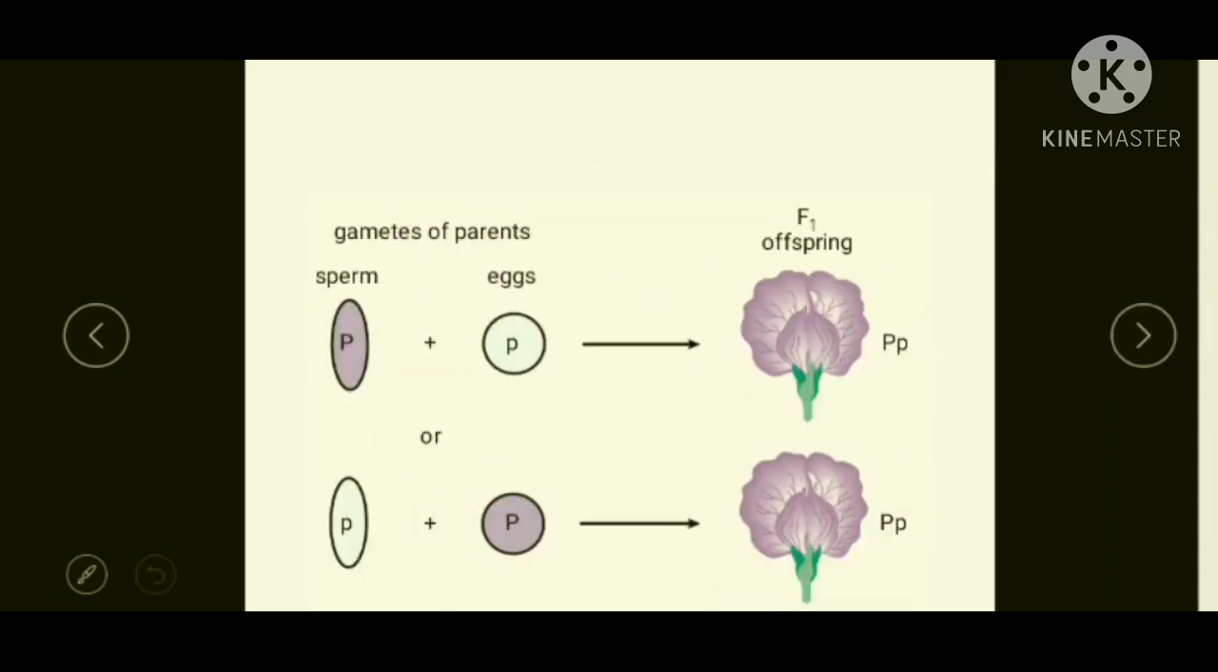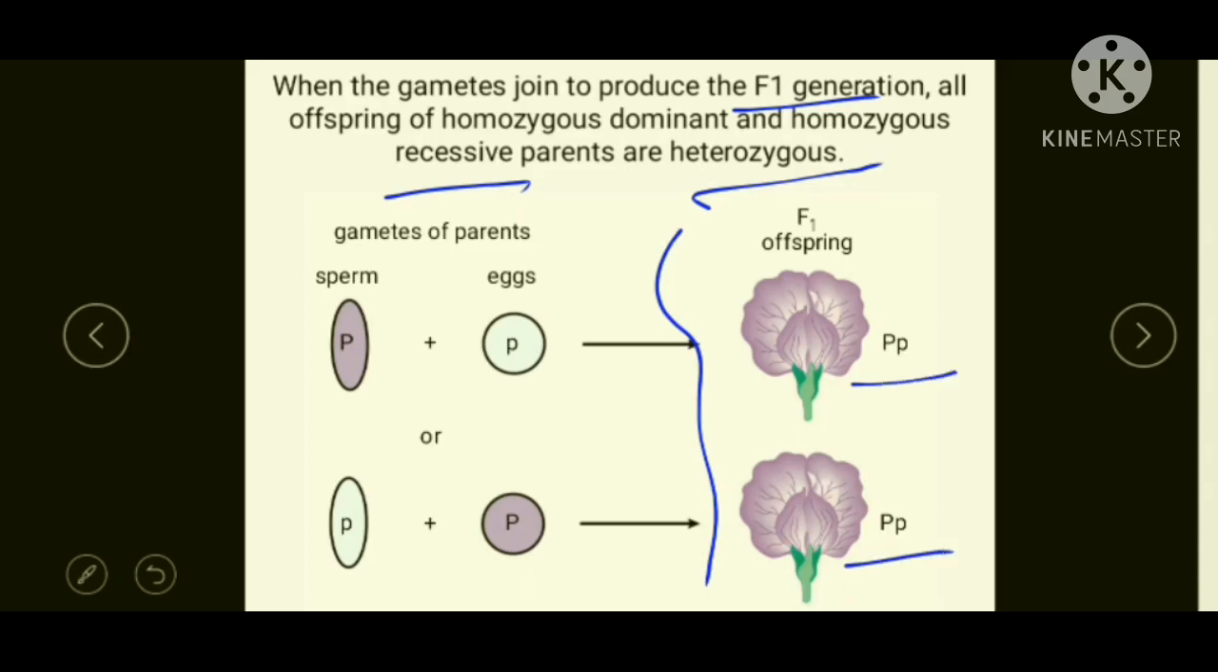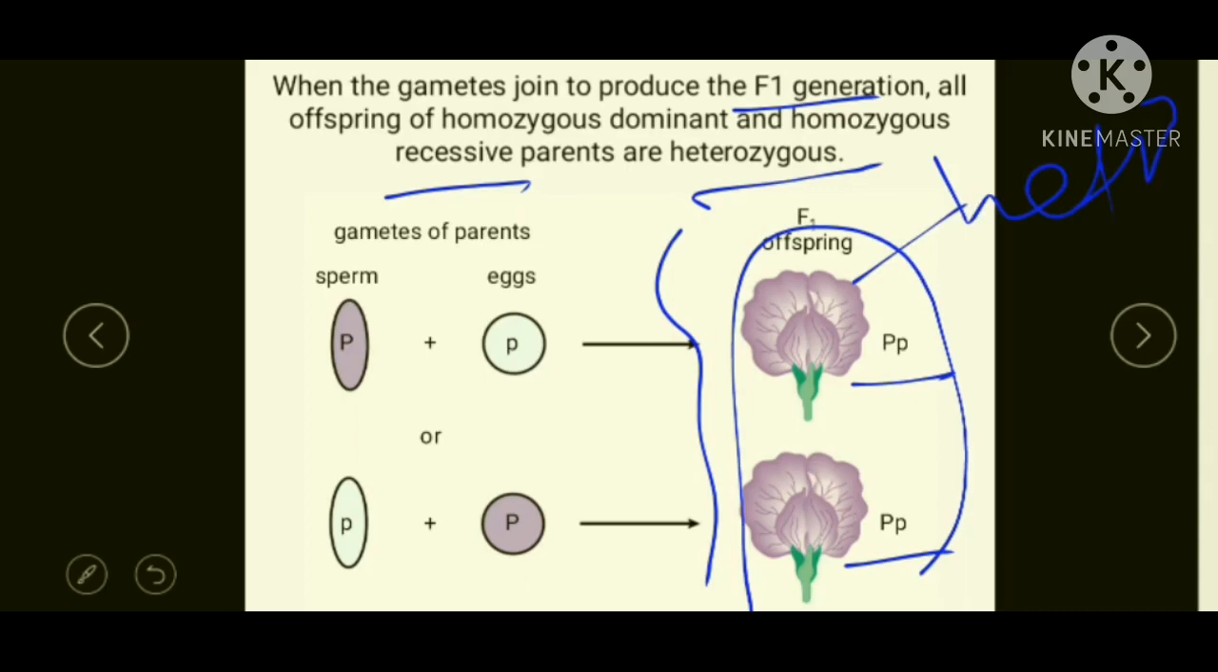So let us see the results. When the gametes join to produce the F1 generation, all offspring of homozygous dominant and homozygous recessive parents are heterozygous. Here all offspring are what? Heterozygous. Here they are capital P and a small p. Here is also capital P and a small p. There is no homozygous dominance here. Both of the flowers are purple, but the purple is heterozygous. Hetero, they are not homo.